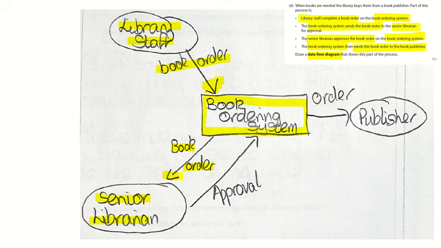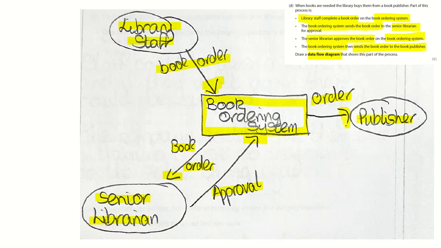It's a one way. The next bullet point, the senior librarian approves the book order on the book ordering system. So there's their approval, and it's going back to the book ordering system. The final one, the book ordering system sends the book order to the book publisher. So there's my publisher, there's my order, and there it is going to the publisher. So it's a nice simple 6 marker.